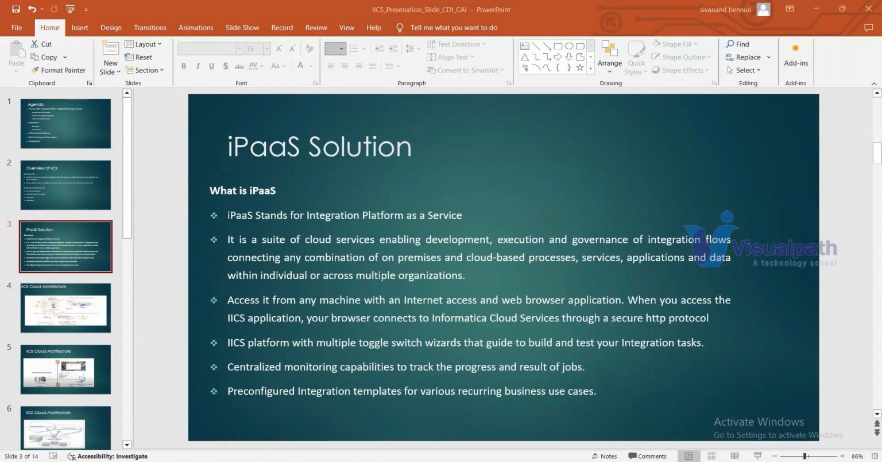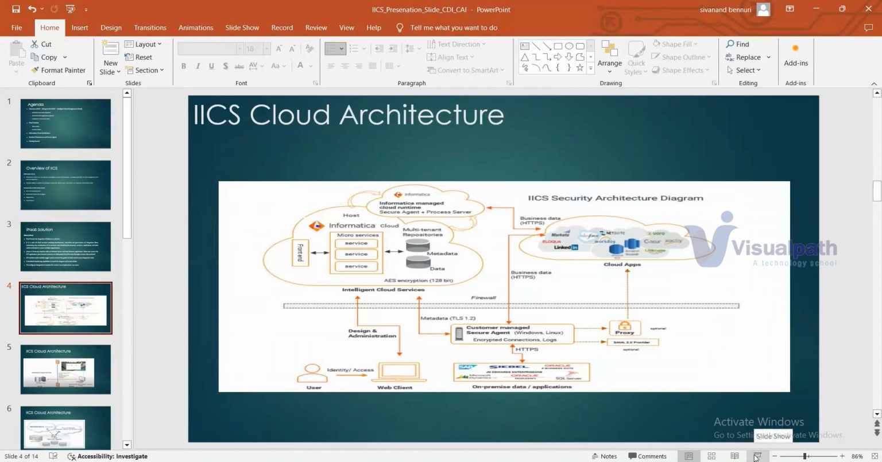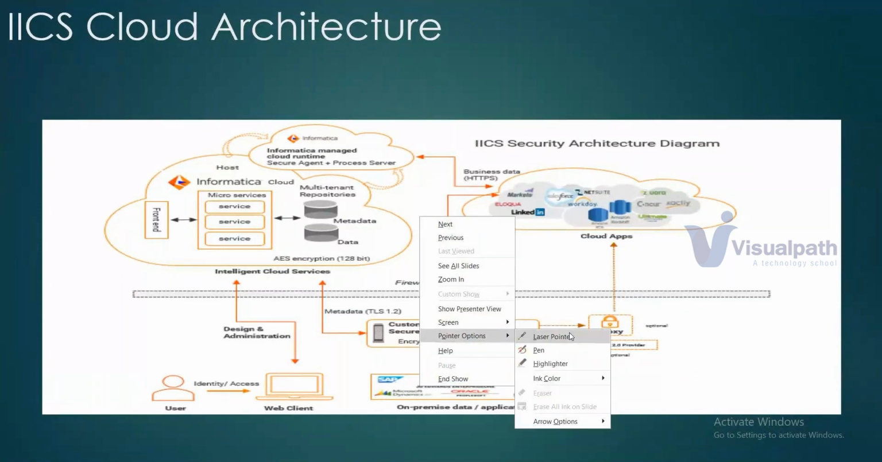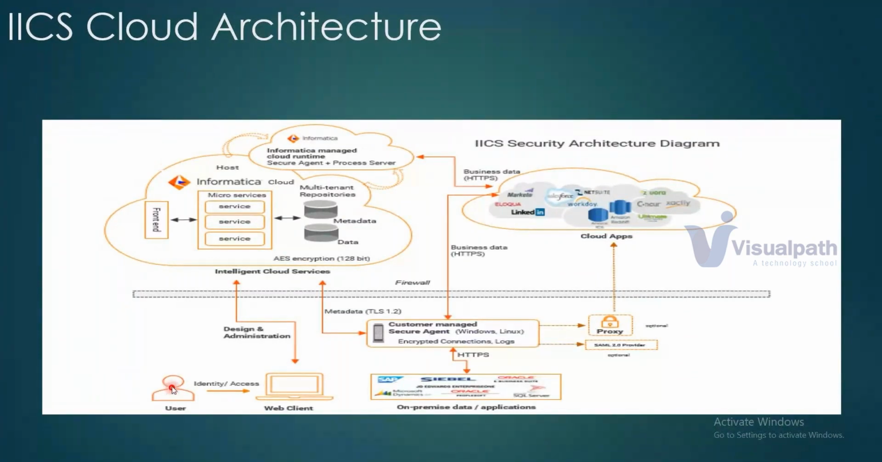Okay, so let me move on to the architecture. This is how the architecture would look. You have a user who logs in to a machine and provides credentials through a web client. He performs design and administration. There is a firewall sitting behind an organization, and there is a customer managed Secure Agent.